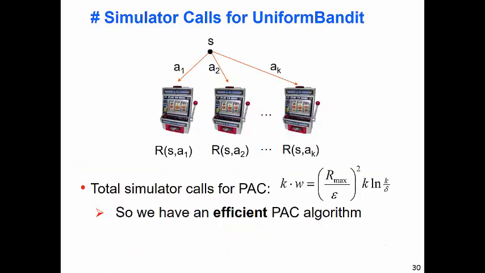And if we look at the total number of arm pulls, that's going to be K arms times W per arm, and that gives you this quantity here. And so this is a polynomial number of arm pulls that meets the PAC guarantee, so it's an efficient PAC algorithm. That's the main result. And we ended last time with the question of, can we do better than this?